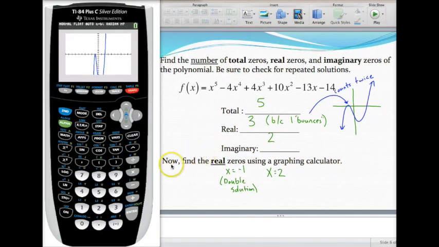And you'll notice that this question also asks us to find the actual coordinates of the zeros. I'm going to save that for the next video. So for this video, I just wanted to talk about how to find the total number, the real and the imaginary number of zeros, as well as bouncing and all that. Watch the next video if you want to see how I found these using the graphing calculator.